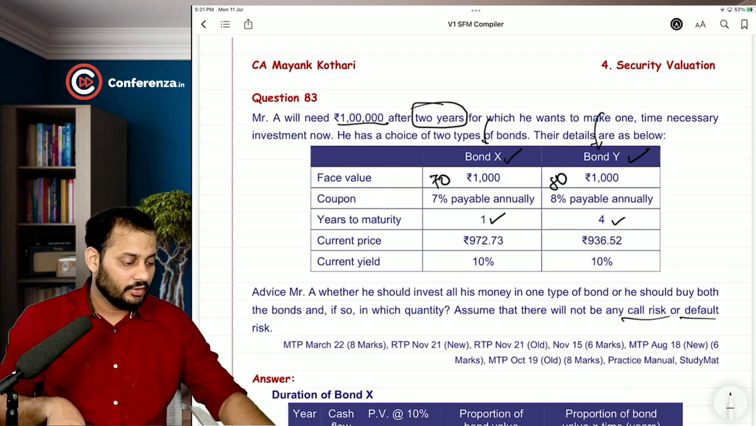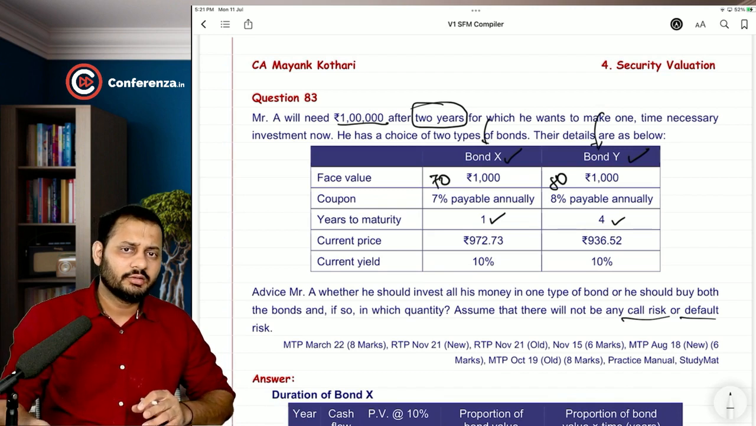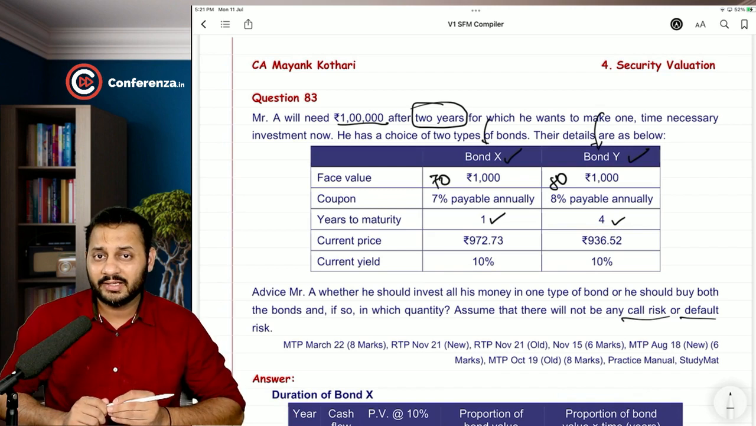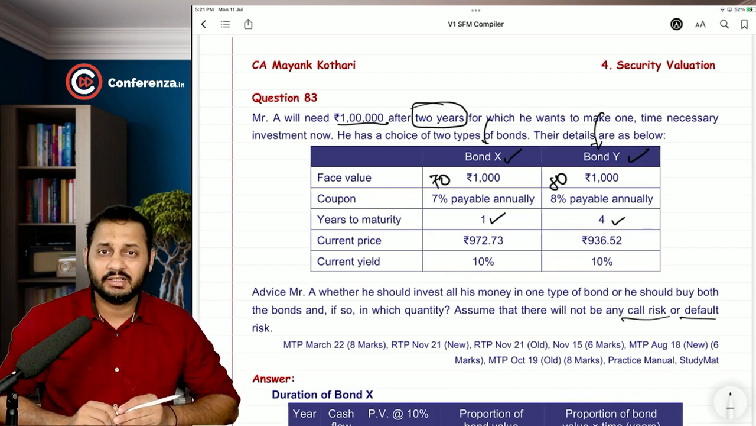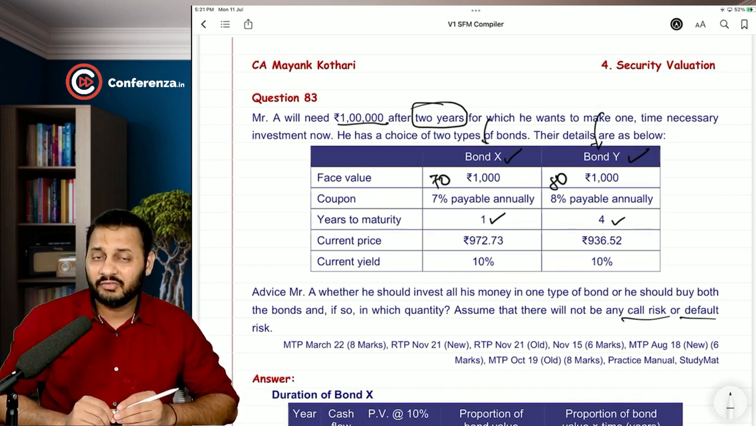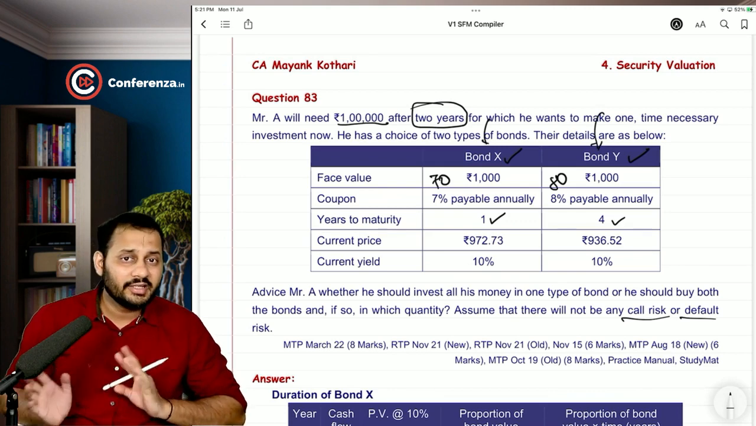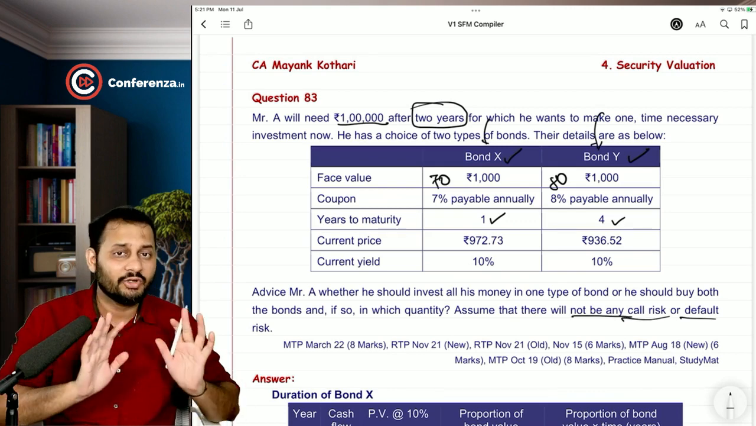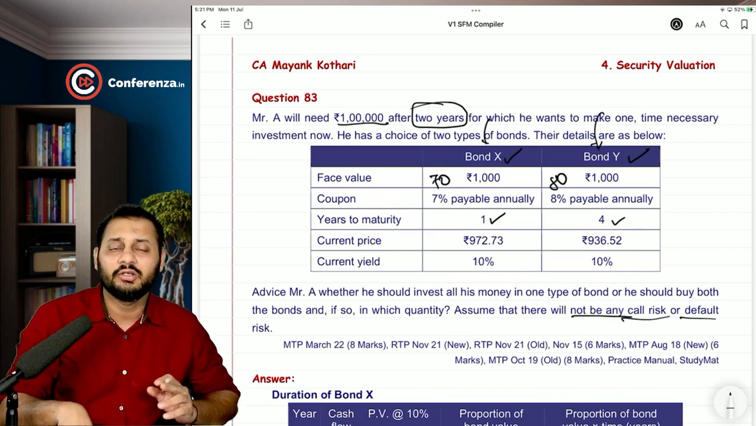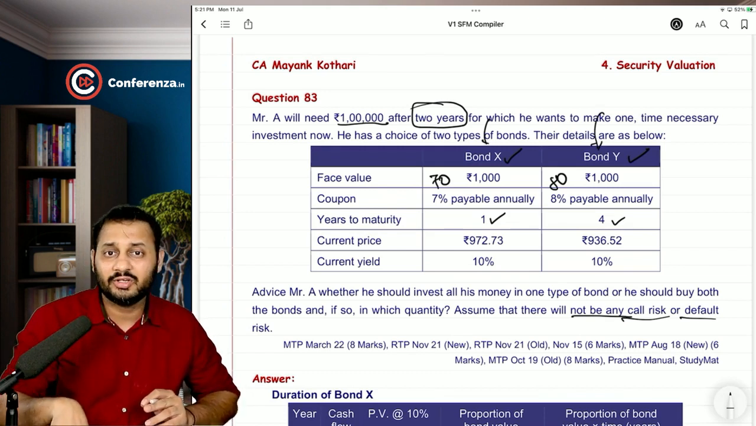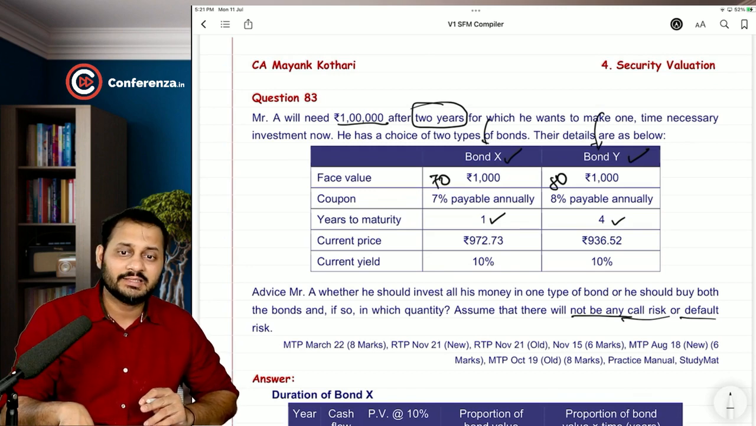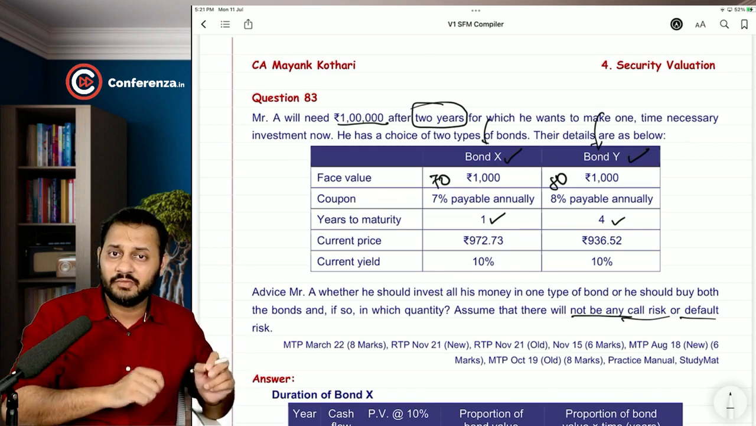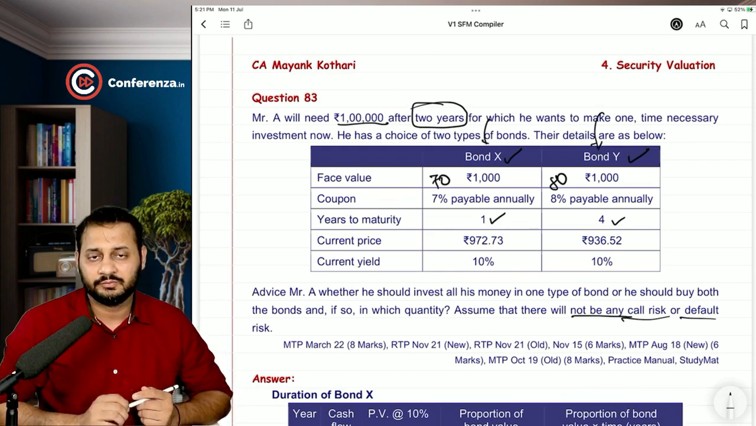See, do you remember the question of callable bonds, where the company had the right to call back the bond before maturity, and at that time investors' plan may get affected? So that is not the case in this question. That's why they are saying that there is not any call risk. The company is not going to call the bonds before maturity. And the second one is default risk. The company is not going to default. That means every interest payment will be made on time.